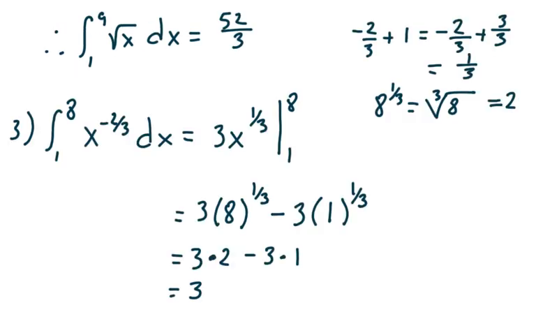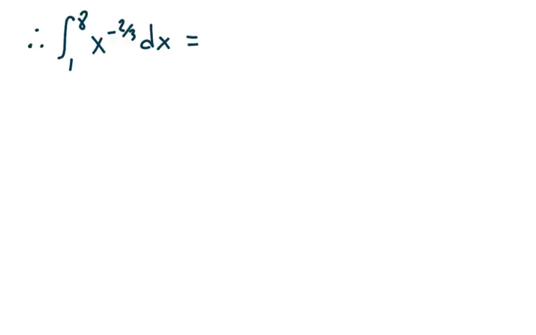Therefore, the integral from 1 to 8 of x to the negative 2/3 dx is equal to 3. And that's example 3. Let's take a look at example 4. Suppose I had the integral from pi over 6 up to pi of sine theta d theta.